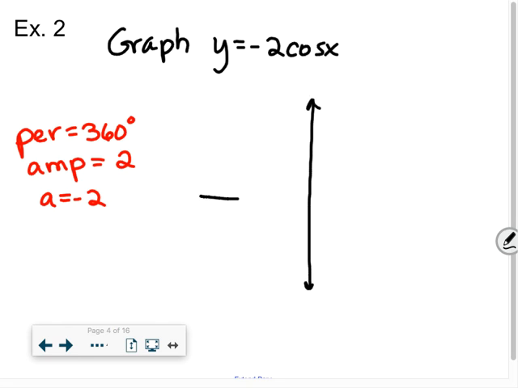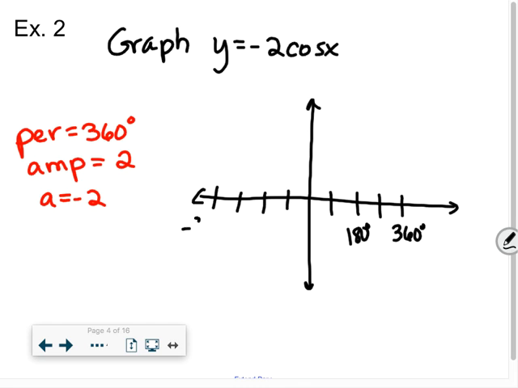So let's make a coordinate grid. Make 4 ticks to the right and call it the period length. It's not always 360, but the first few are. And I'm going to go up 2, down 2.